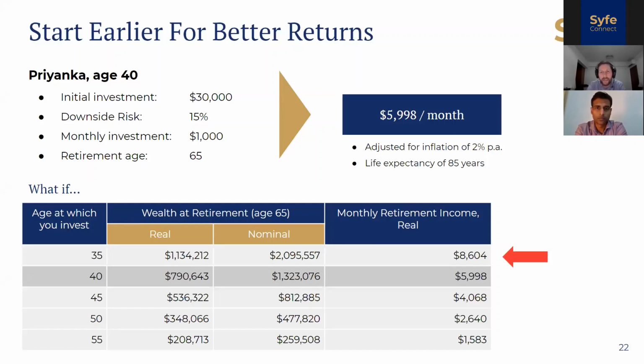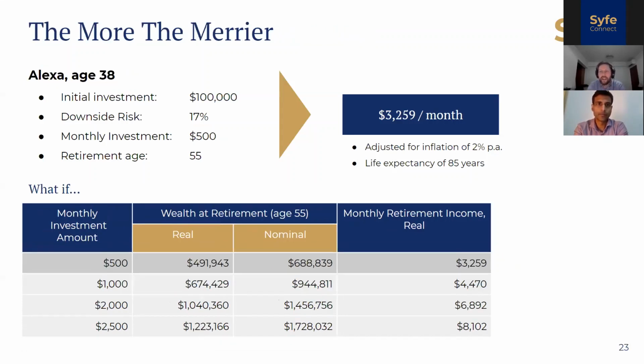So again, what's happening here is we're taking advantage of the compounding effect. This is coming into play. So you're investing for a slightly longer period. So it really proves that time is your friend when it comes to achieving better results. In this particular example, we've got Alexa, age 38.